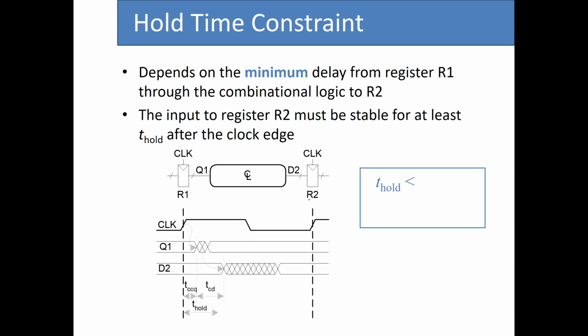What about the hold time constraint? For the hold time constraint, this depends on the minimum delay from register R1 through the combinational logic circuit to R2. So the input to register R2 must be stable for at least T hold time after the clock edge. So if we have again this clock edge, we have the first arrow that shows the contamination delay from the clock edge to the output Q1 for R1. So this delay is the TCCQ.